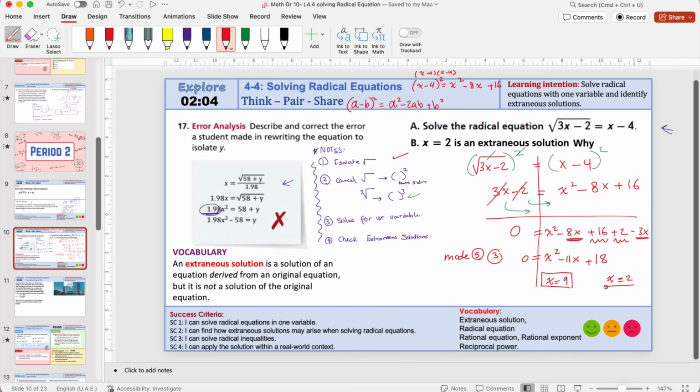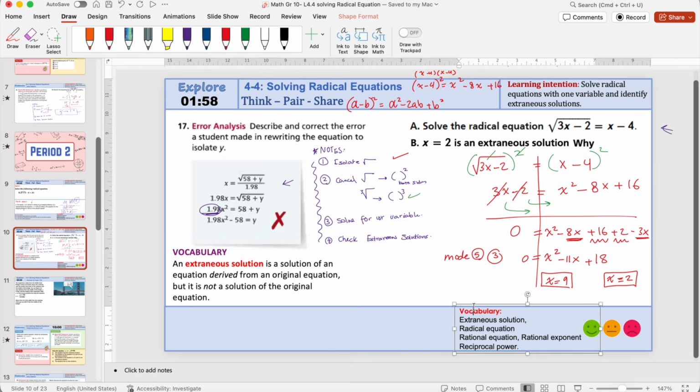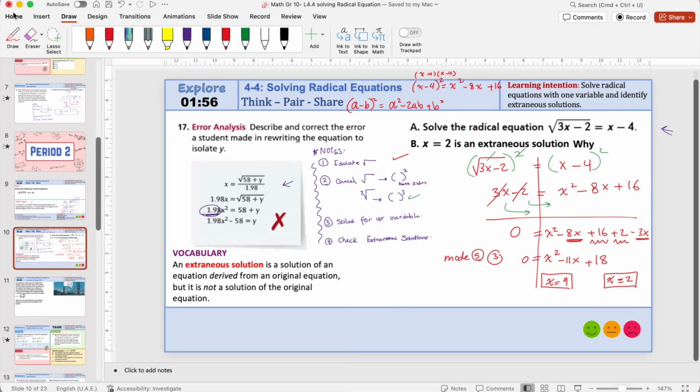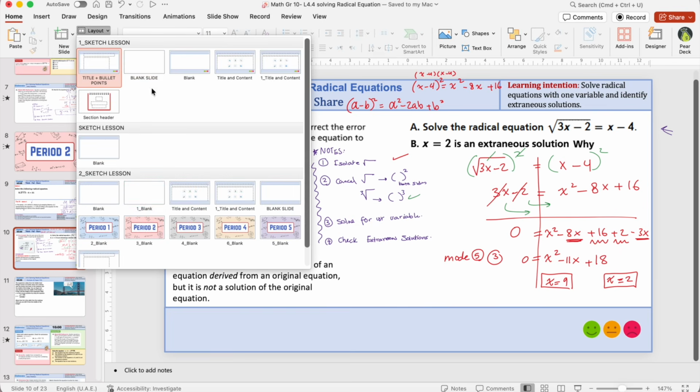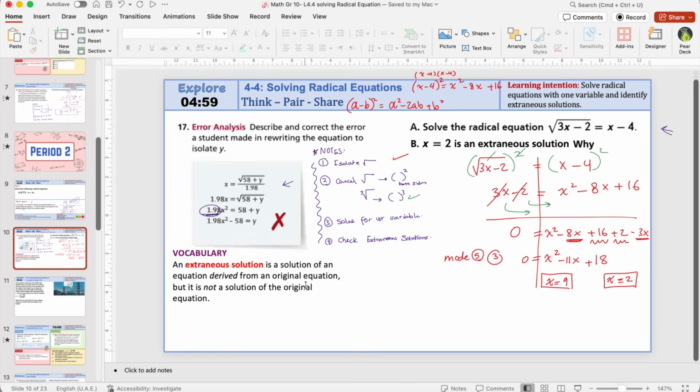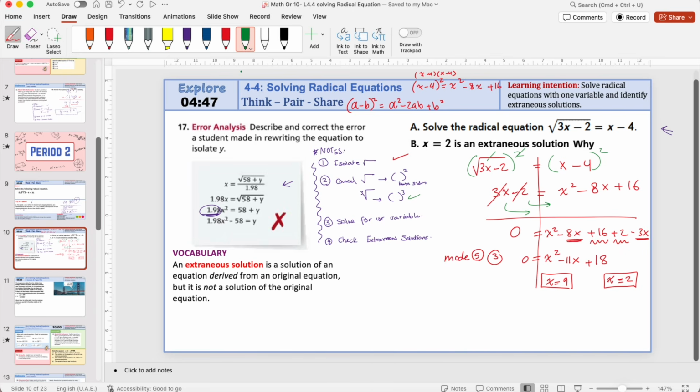Are we done? No. You still have to check extraneous solutions. How do we do that? Please always check extraneous solutions. Please, please, please check extraneous solutions. Please. If there is any question and you don't know how to check extraneous solutions, at least write your intention that you wanted to check extraneous solutions or anything. Just keep that in mind.